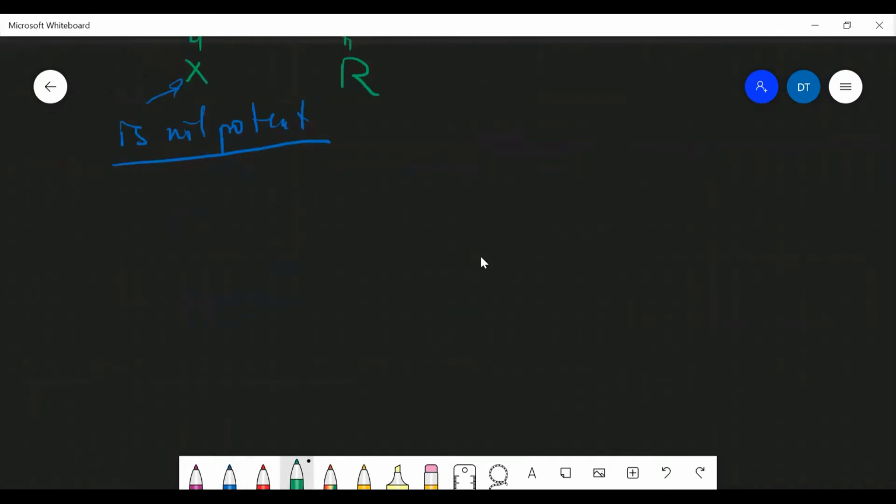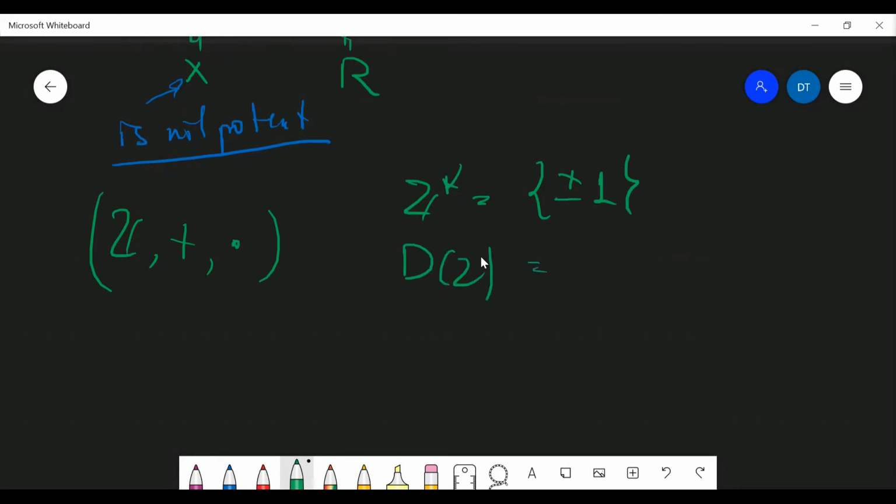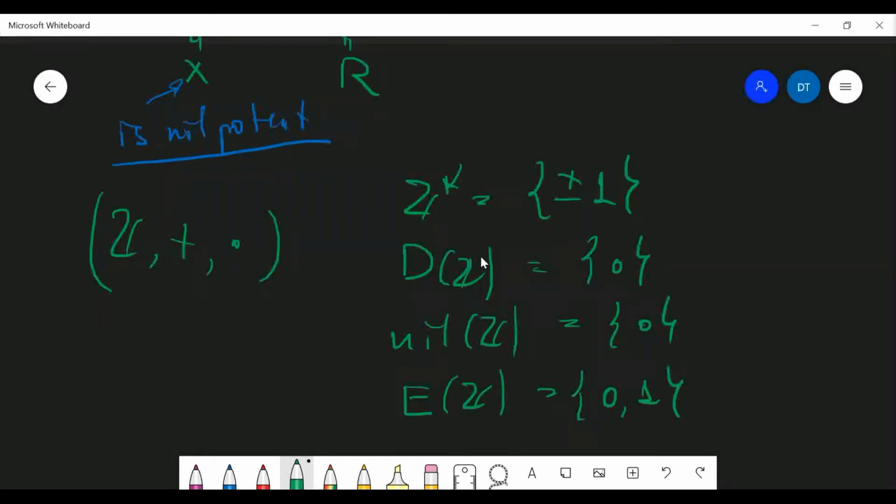Well, if you take the ring of integers, then the invertible elements are just plus minus 1. The zero divisors, this set consists of the 0 element only. The nilpotent elements of Z, there is only the 0 element, and the idempotent elements of Z are just 0 and 1. So this is how all these classes of elements look like here.